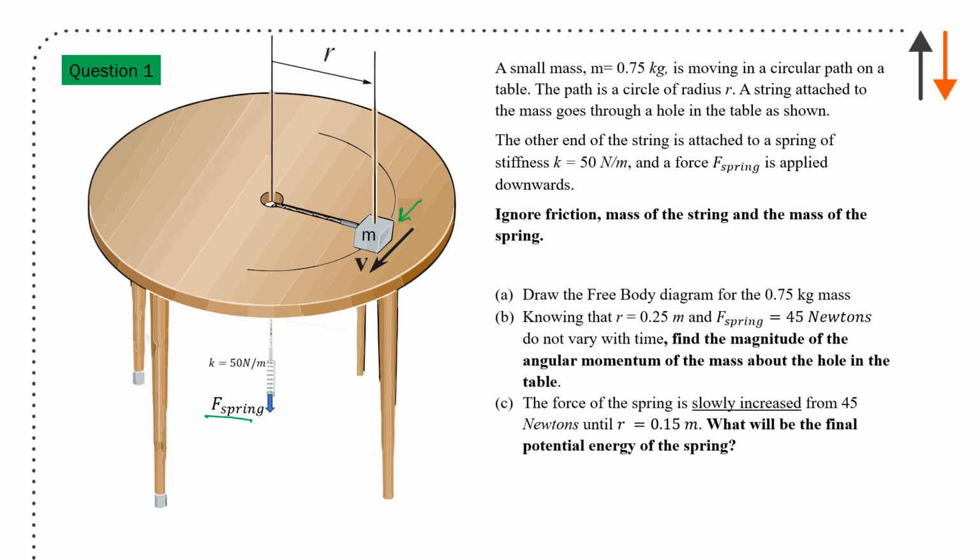So first off, we really want you to know how to do free body diagrams. At this point, you should be able to look at that and say, okay, what do I have to have in there? Knowing that r equals 0.25 meters and F spring equals 45 newtons, and they do not vary with time, find the magnitude of the angular momentum of the mass about the hole in the table. The force of the spring is slowly increased from 45 newtons until r is equal to 0.15 meters. So essentially, it shrinks by 0.1 meter. What will be the final potential energy of the spring?